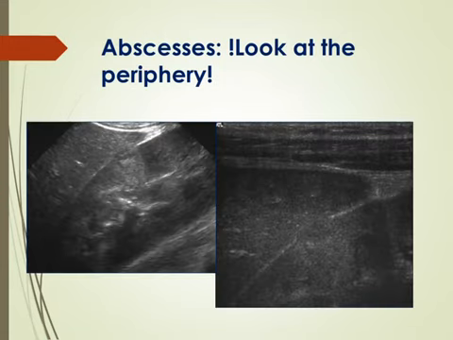And as mentioned, whenever you look for abscess, don't forget to look at the periphery. As you can see here, abscesses develop at the periphery of the right kidney.